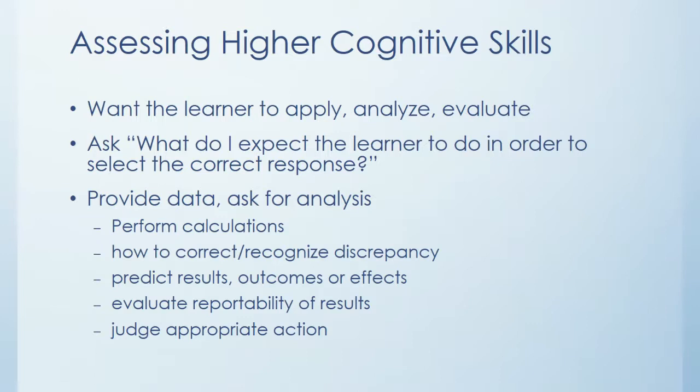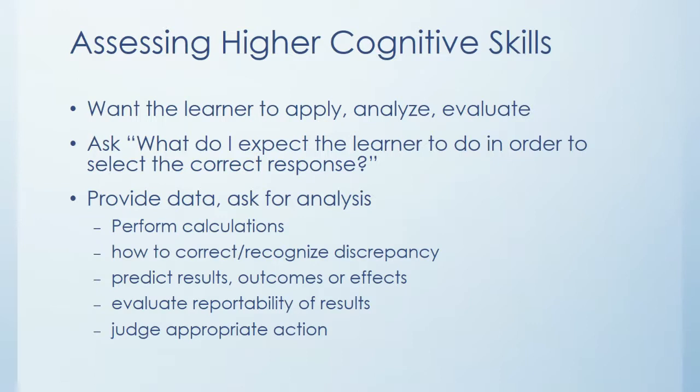So in order to assess higher cognitive skills, you want the learner to apply, analyze, and evaluate. So when you're writing a question, you want to ask, what do I expect the learner to do in order to select the correct response? So that could be things like a case study type question where they need to analyze what the diagnosis is, and then you might ask them, once they have the diagnosis, what would the next step be? That kind of thing. So you can provide data and ask for analysis. So that can be things like performing calculations, correcting or recognizing a discrepancy, predicting results, outcomes, or effects, evaluating the reportability of results, or judging the appropriate action that should be done.